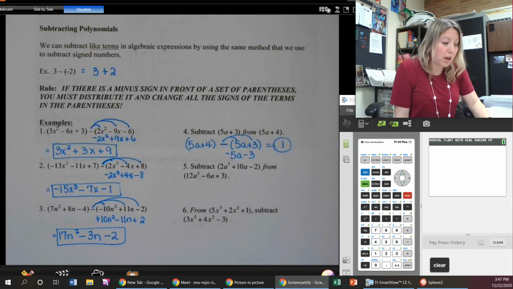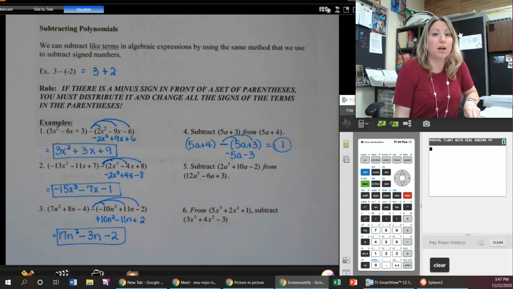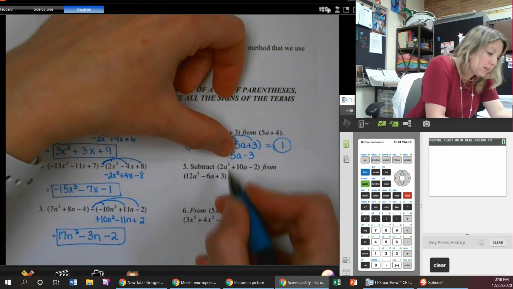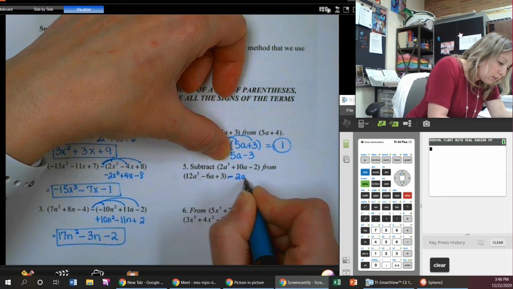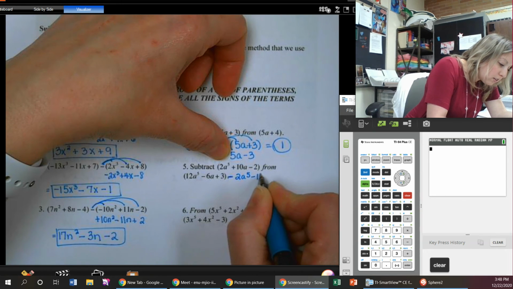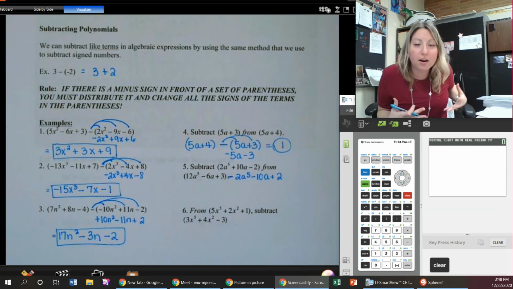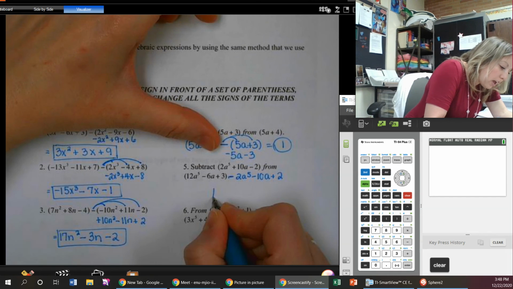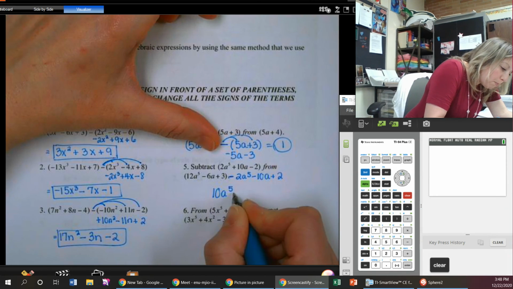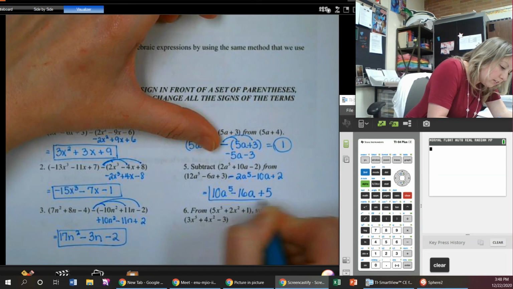Subtract 2a to the 5th plus 10a minus 2 from 12a to the 5th minus 6a plus 3. This is the thing being subtracted. So if you want to rewrite right here, this is the thing whose signs change. So notice what I did was I distributed that negative throughout there and rewrote it. Now I can combine like terms. 10a to the 5th minus 16a plus 5 is my final answer.